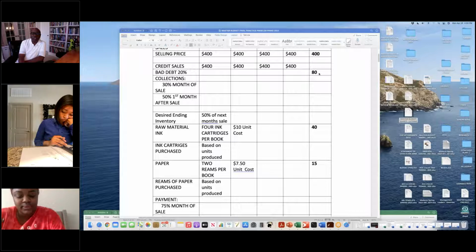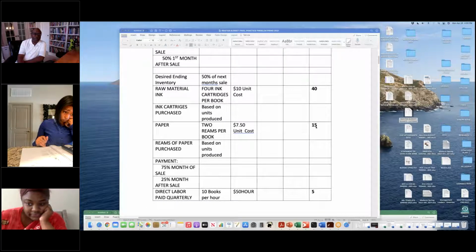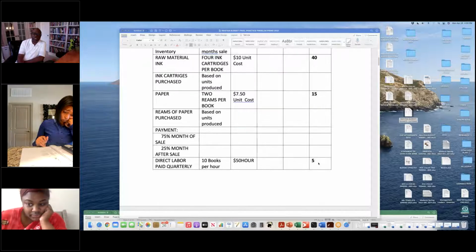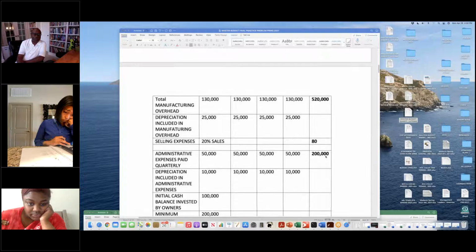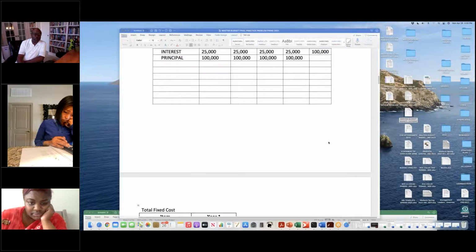Okay. 20% would be, I believe. Do we see the bad debt? Yes. Put that in. Then how much is the ink? 40. How much is the paper? 15. How much is the labor? 5. How much are the selling expenses? 80. So put those numbers down.